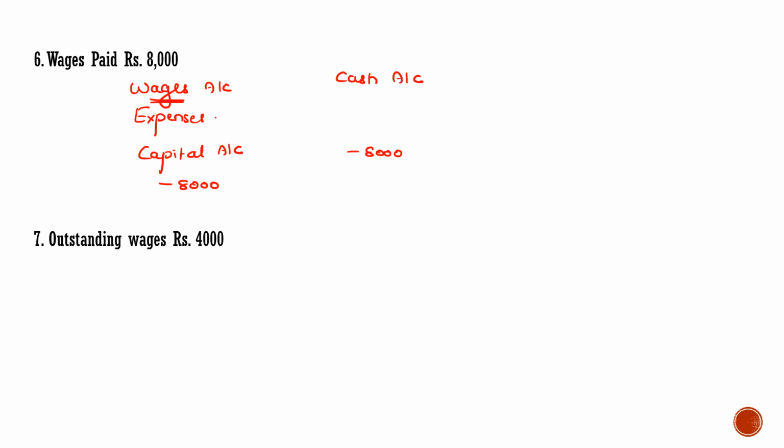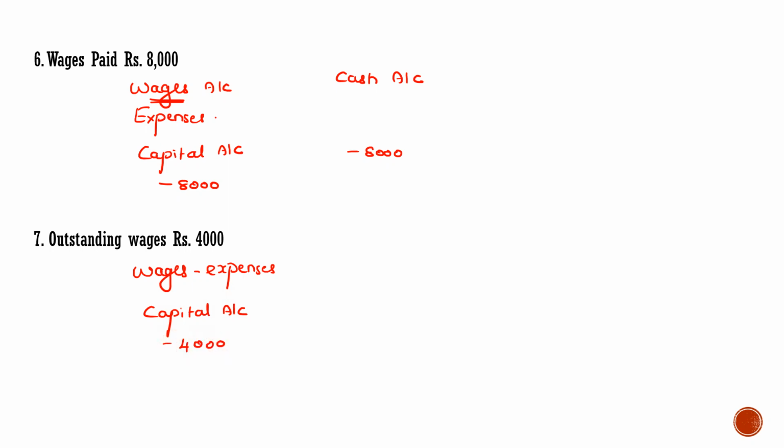I'm going to one more. Next is outstanding wages, rupees 4,000. Now what is outstanding wages? It is a wages expense of the period but which has not yet been paid. It is still payable. So there is wages involved, which is an expense, and so whether paid or not, it being an expense, it would have an effect on the capital account. It would reduce by 4,000.